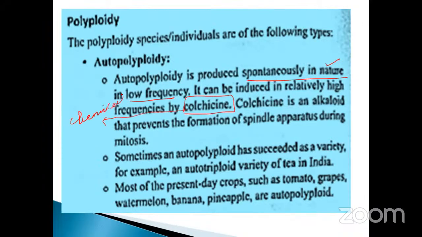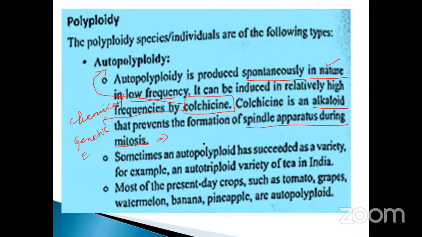used for genetic engineering. Already we discussed. Particularly, what is the purpose of this one? Autopolyploidy. Colchicine is an alkaloid, a chemical substance that prevents the formation of the spindle apparatus during mitosis. Don't forget, my dear students.